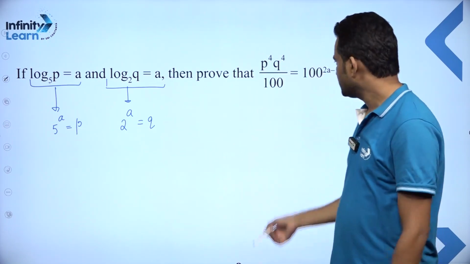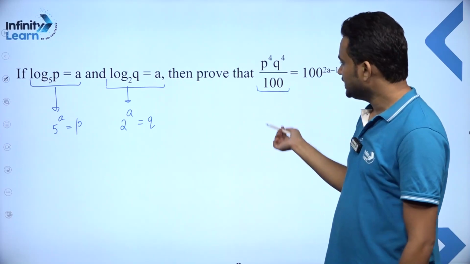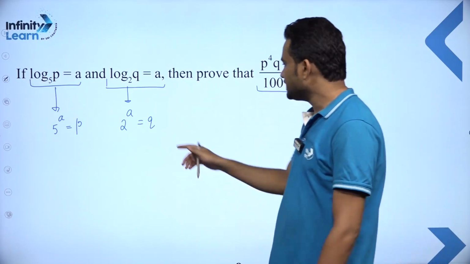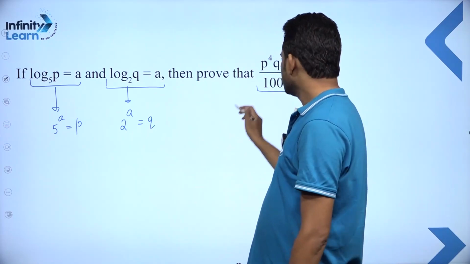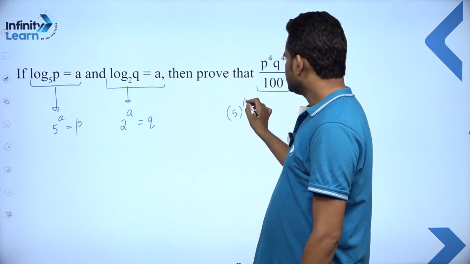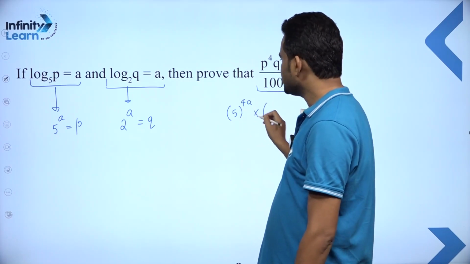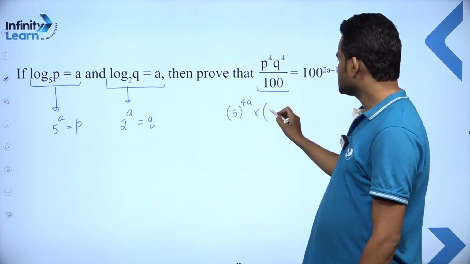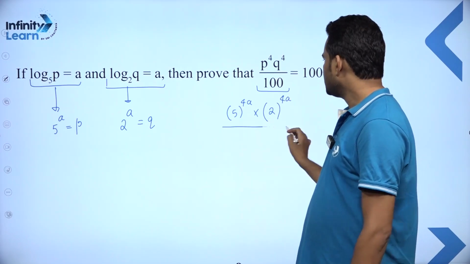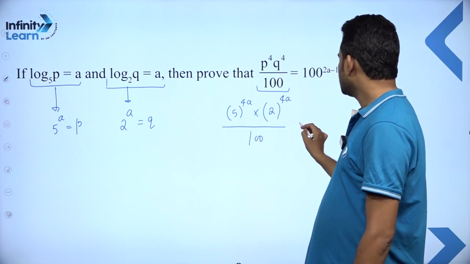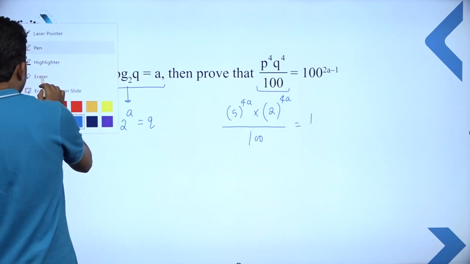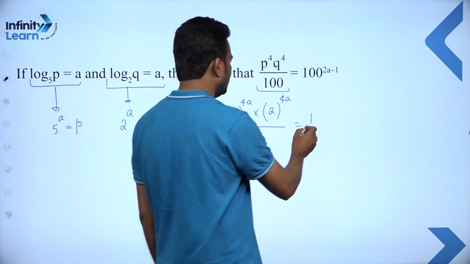What we have to prove? This is our left hand side. Let us put the value of p and q in the left hand side. P is 5 power a, so we'll get 5 power 4a into, what is q? Q is 2 power a. So 2 power 4a, divided by 100. We have to prove this is equal to 100 power 2a minus 1.